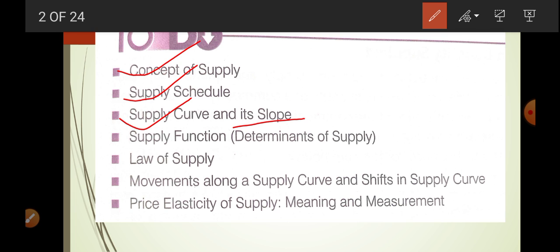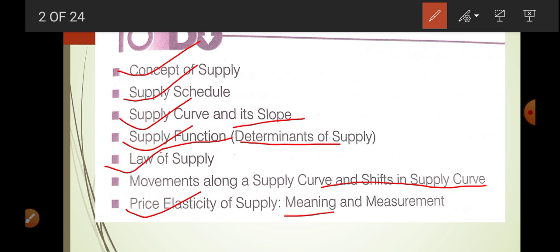After that, we are going to discuss about the determinants that decide the supply. Okay, that is, we are going to discuss about the supply function. And after that, law of supply, and ultimately we are going to learn about movement along a supply curve and shift in supply curve. And then there is the last topic, that is price elasticity of supply. Within that we are going to understand about the meaning and measurement. In today's video we are going to discuss about these topics.